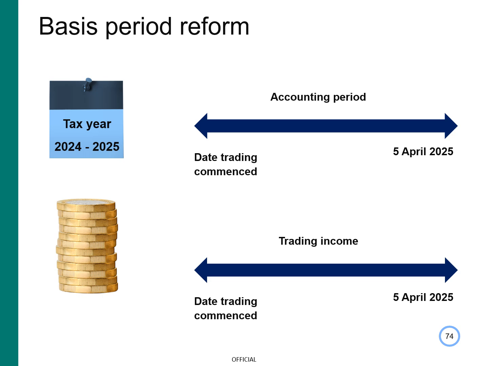If, however, you started trading after the 6th of April, your first accounting period will be from the date you started self-employment to the 5th of April. For more information about basis period reform, please visit gov.uk.